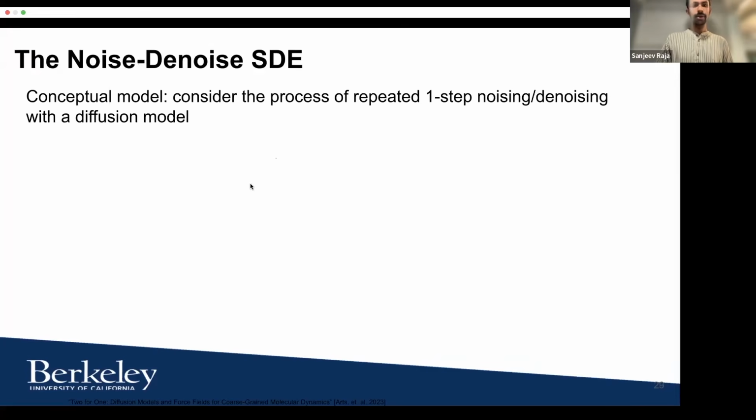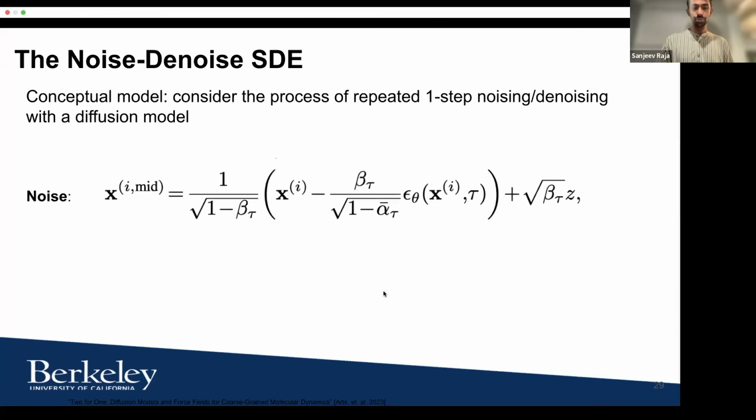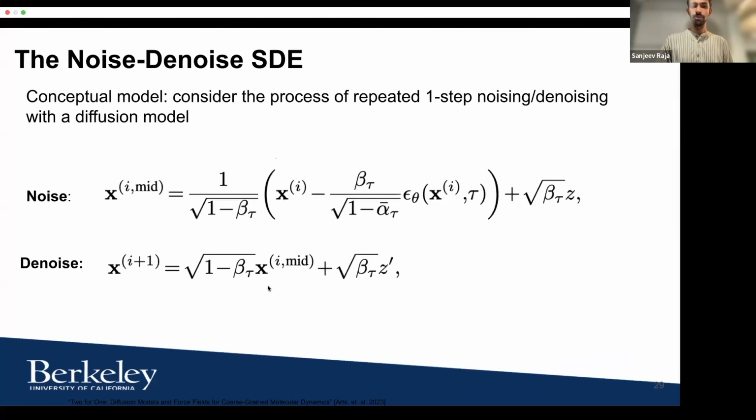So think about, as just a conceptual model, the process of repeated one-step noising and denoising with a diffusion model, or more generally a score-based generative model. So what you would do is maybe you have a data point and you add one step of noise to it using the diffusion model's forward diffusion process. And then you denoise it using the diffusion model's learned score function.